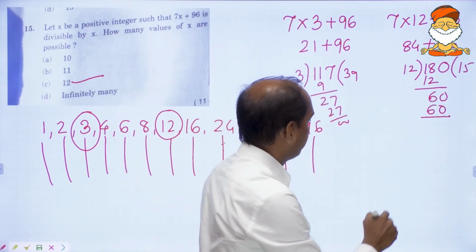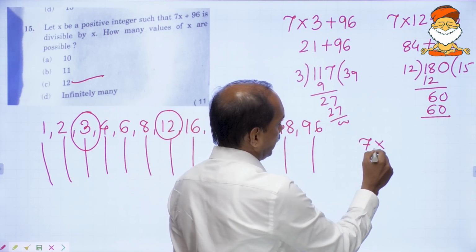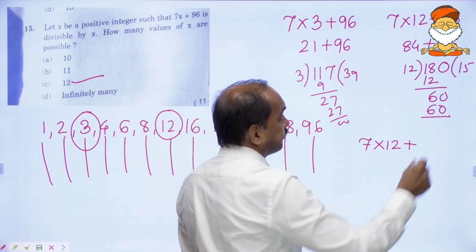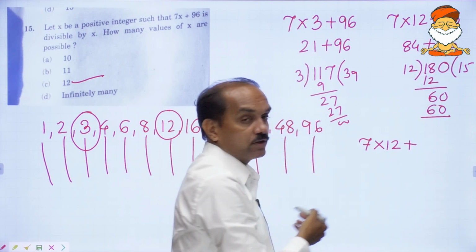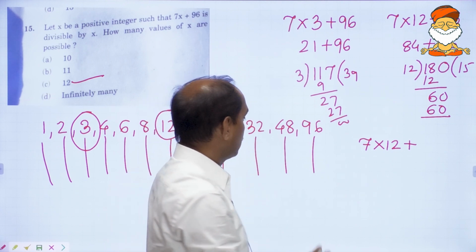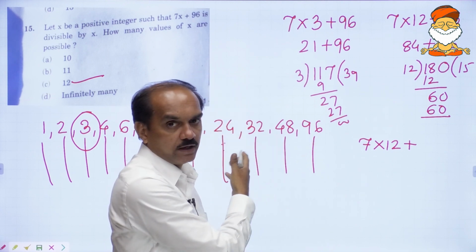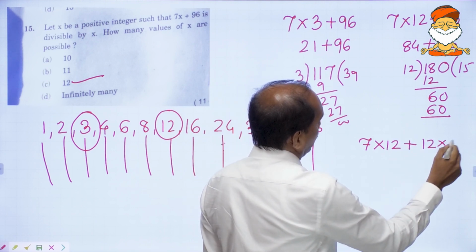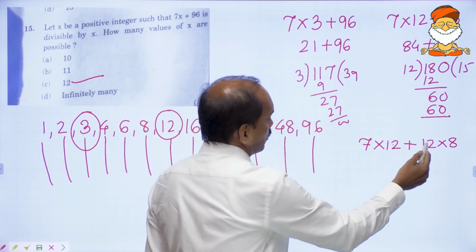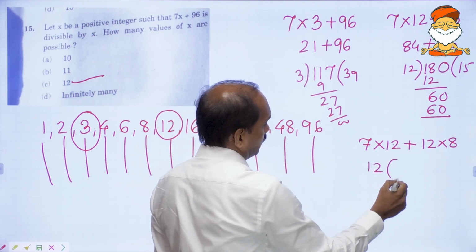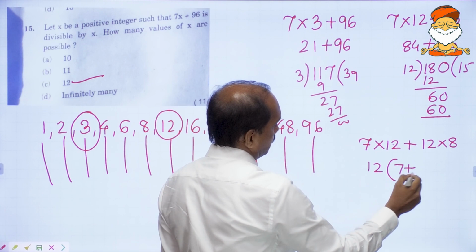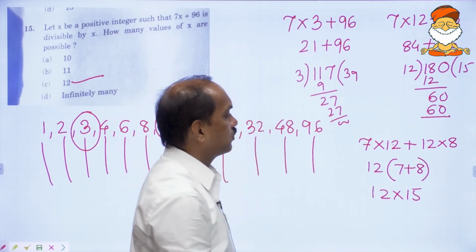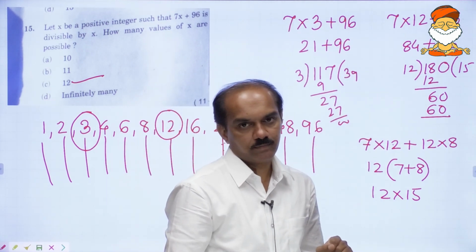And one more important thing. When I wrote 7 into 12 plus this 96, it is of course divisible by 12, that we already learned here. That is the reason why we have enlisted all this. So this will be 12 into 8. 12 is common in both. Take it out. 7 plus 8. Meaning 12 into 15. Meaning 12 can divide that number.